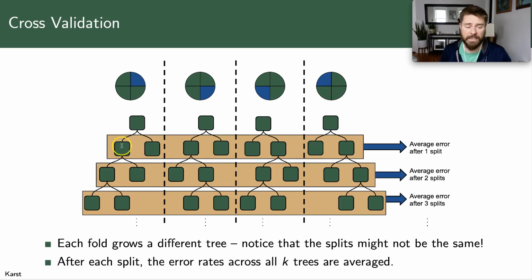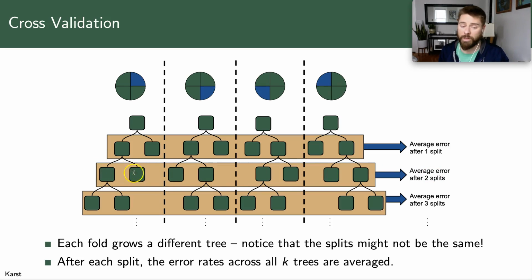What I do then is I look at the performance if I limited all of these trees to size 2. I'm sorry, size 2 after 1 split. 2 leaf nodes is 1 split. So after 1 split, I see what the average performance is, what the average error is. Then I say, okay, across all these trees, if I limited them to just 2 splits, what would the average error be? Average across all of these.